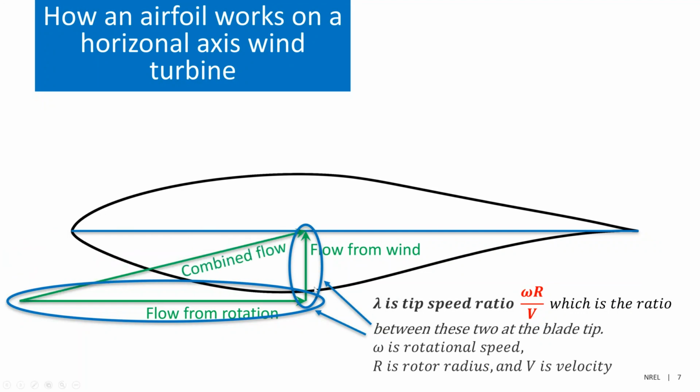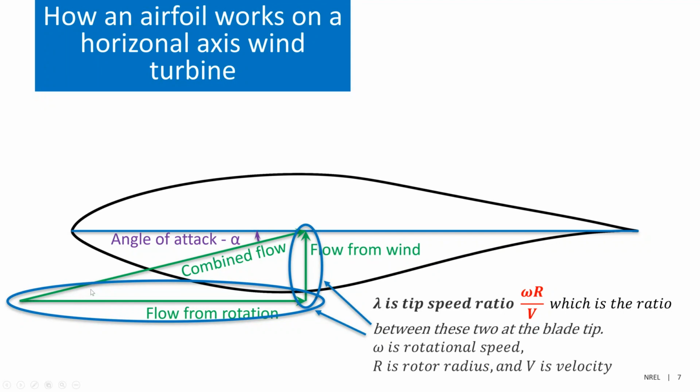An important thing to understand is that these two combine into a single vector that we can call the combined flow, and that combined flow, combined with the chord line, generates the angle of attack that the airfoil sees. This is the same angle of attack that we talked about on the airfoil slide. It's very critical that you understand that this angle of attack is the same angle as the angle between the combined flow and the flow from rotation over here. This angle and this angle are the same angle.